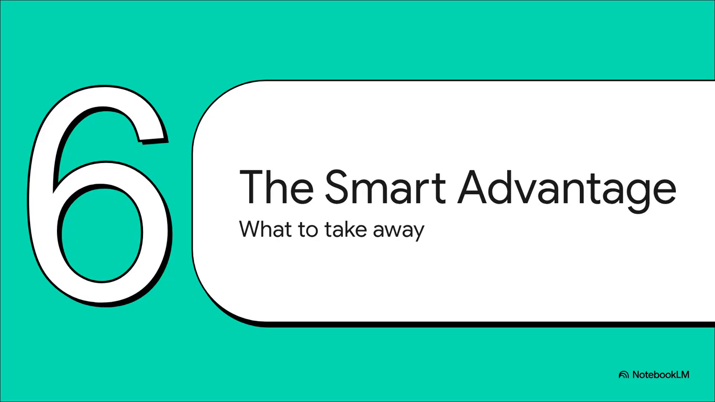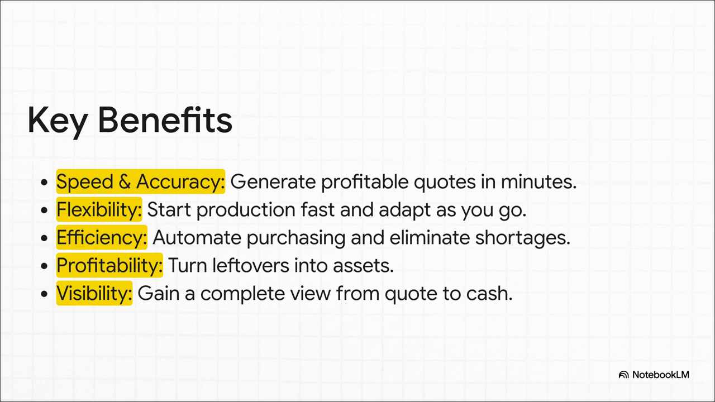So, we've gone from the quote to the blueprint to the shop floor and all the way to managing leftovers. Let's just step back and look at the big picture. When you connect all these pieces, what does it really mean for your business? Well, it all adds up to a complete transformation. It means your quotes are not only lightning fast, but they're surgically accurate. It means your shop floor can adapt on the fly without ever grinding to a halt. It means you stop wasting money on surprise material shortages or forgotten inventory.